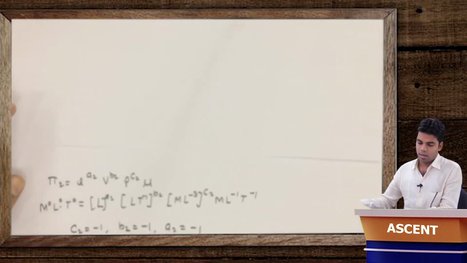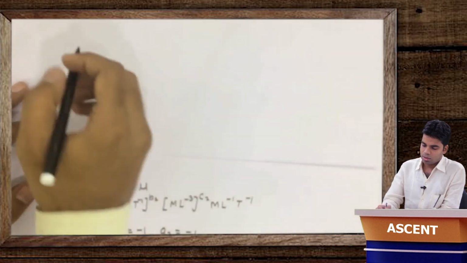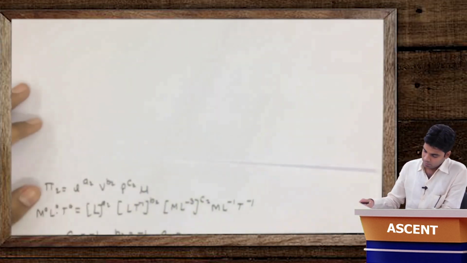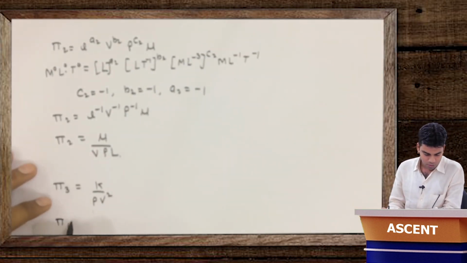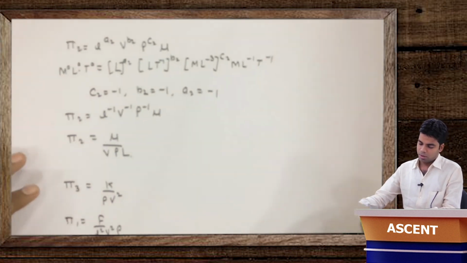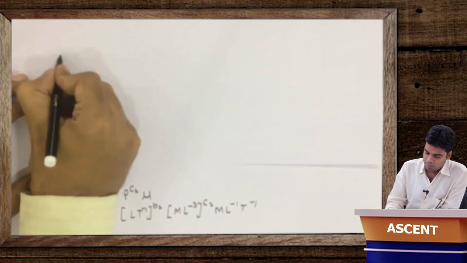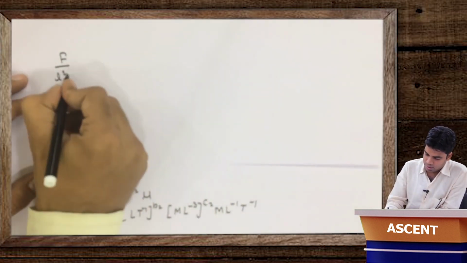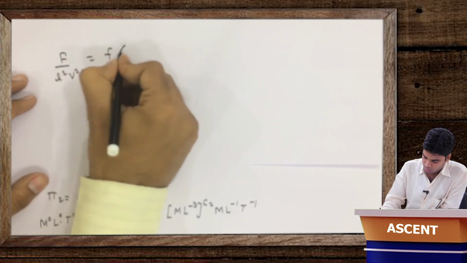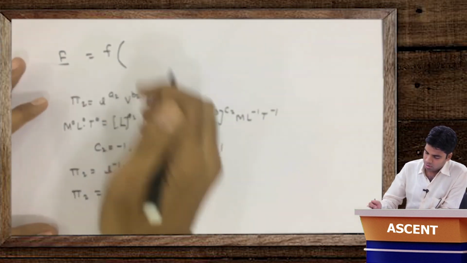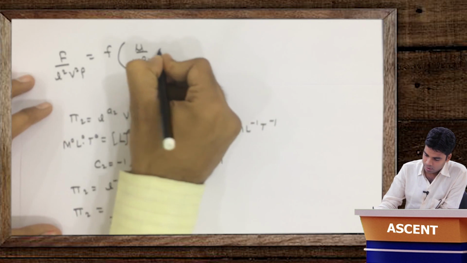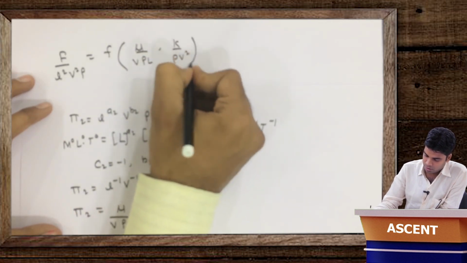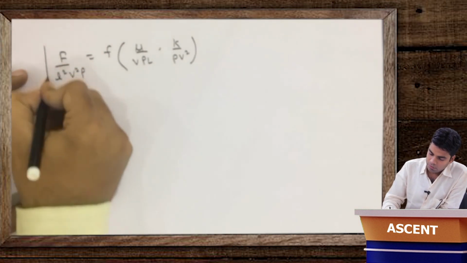How? This f, as I told you, is a function of, the very first term, pi 1, was equal to f by L squared v squared rho. So from here, f upon L squared v squared rho is a function of mu by v rho L and k by rho v squared. This is how we can determine the functional relationship.